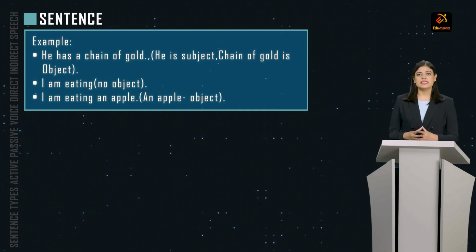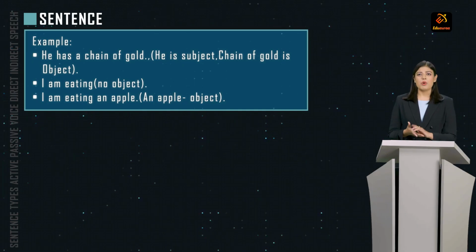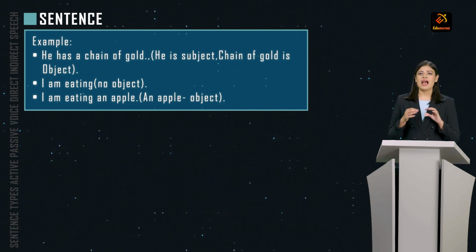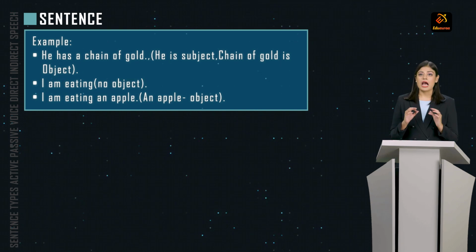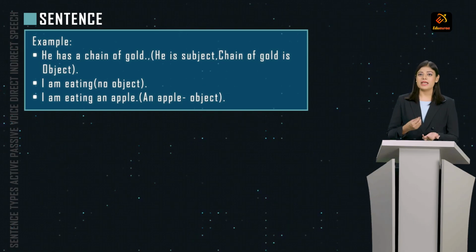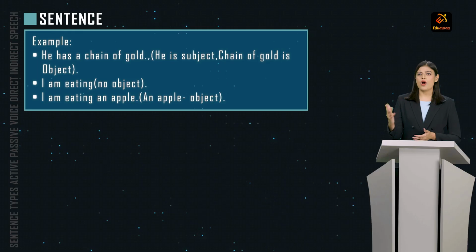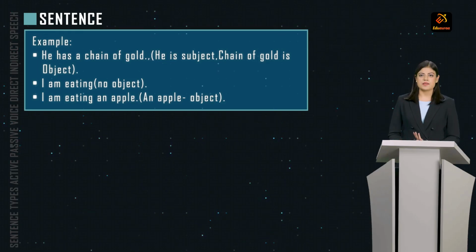But let's look at a sentence that only has subject and verb. What if I say, I am eating? That's it. I am the subject. And what is the action I'm performing? Eating. There's no object. I am eating, full stop. This sentence still makes perfect sense.